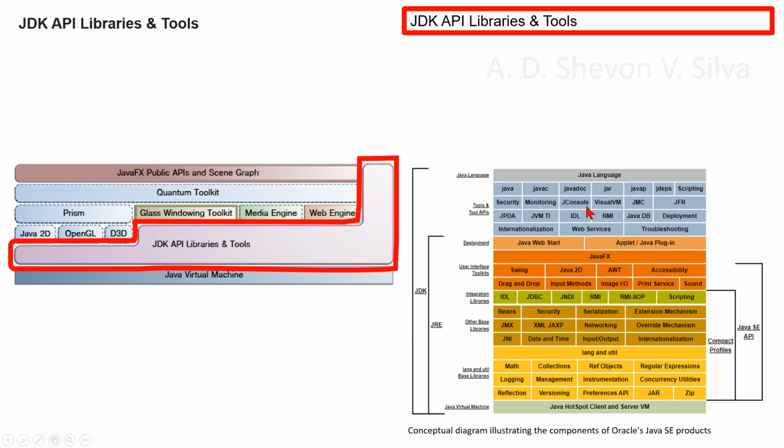JConsole, a JMX compliant graphical tool for monitoring a Java virtual machine. It can monitor both local and remote JVMs. It can also monitor and manage an application.